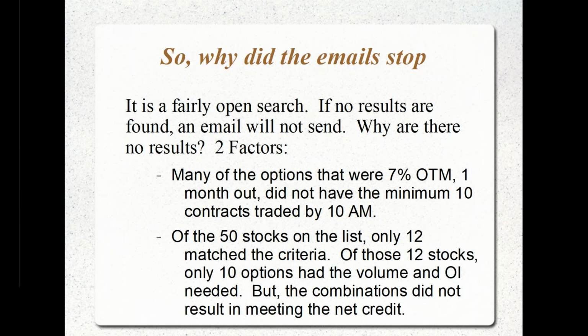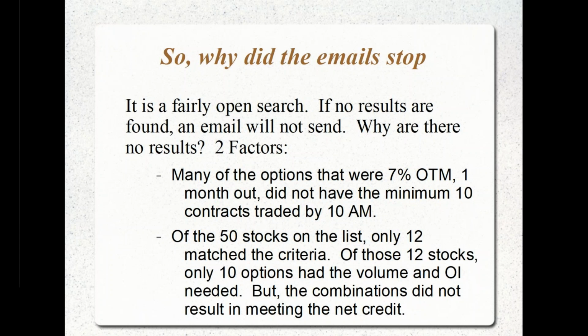Well, there's two factors. Many of the options that were 7% out of the money and 1 month out aren't actually that active. All right, they didn't have the minimum of 10 contracts traded by 10 a.m. Later in the day, when I pulled up her search, there might have been 8 or 9 bull put spreads that matched her criteria, but at 10 a.m., there wasn't enough activity on the sell option and the buy option to where both had the minimum 10 contracts.